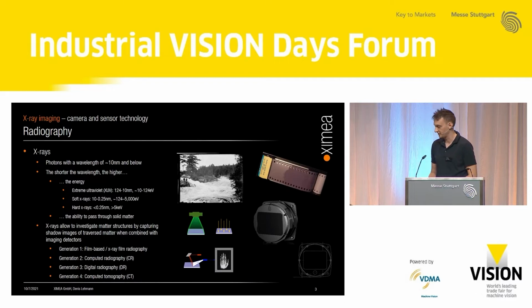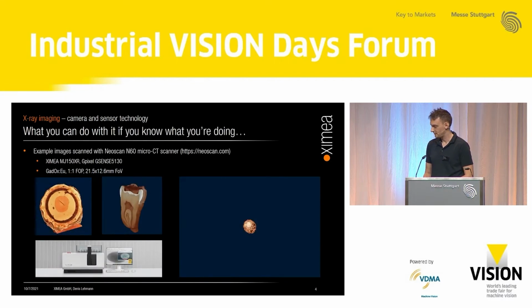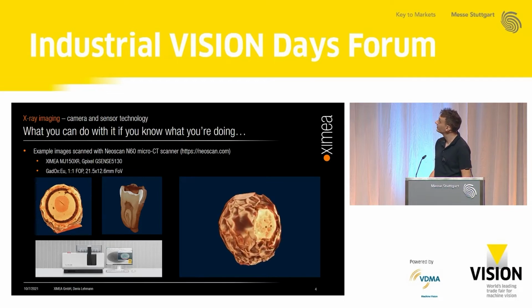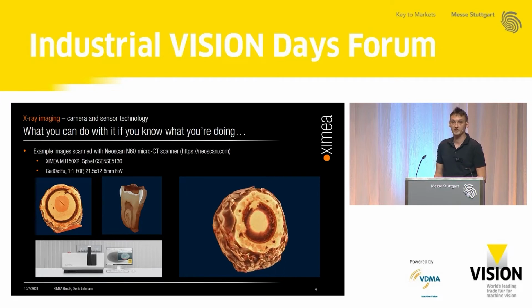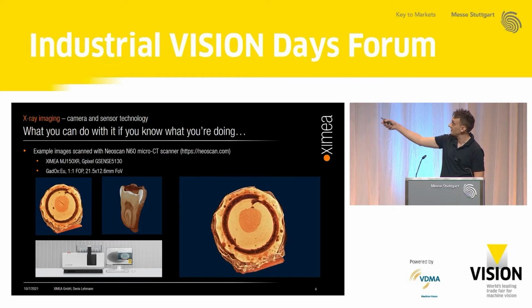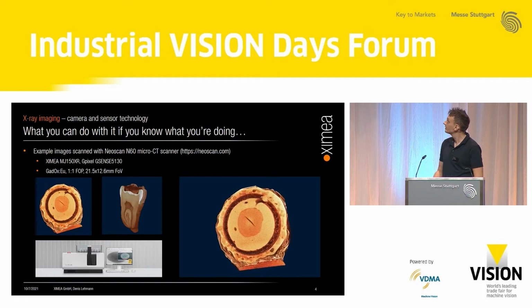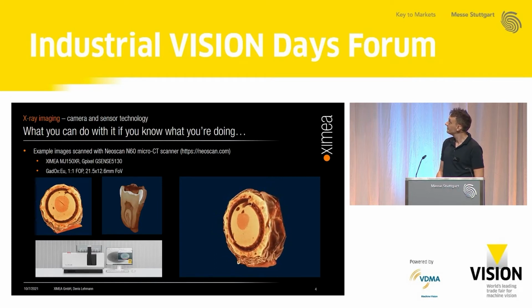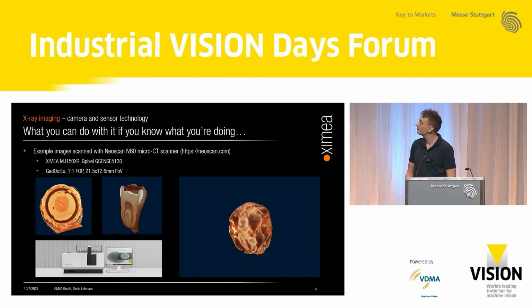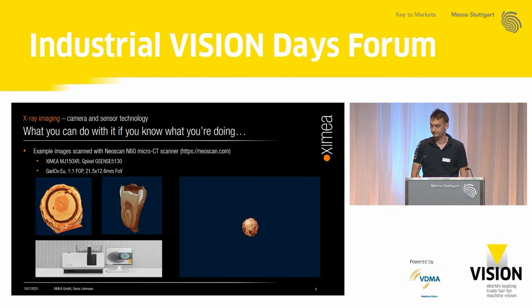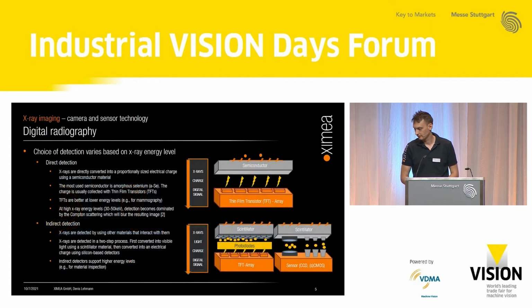And I want to show you what this looks like. Now, this little piece of candy was scanned with a micro-CT scanner made by one of our customers, NeoScan. You can see the scanner on the bottom left. And that image was taken with one of our most recent cameras. It's the XIMEA MJ150XR camera. Let's have a closer look at how detectors work and what you need to make something like this possible.